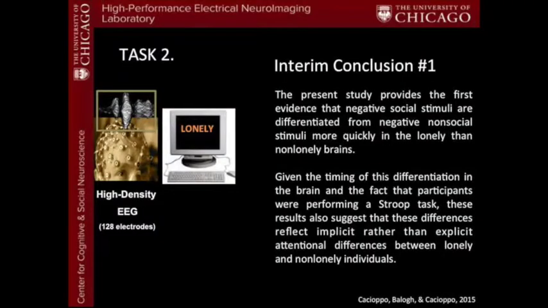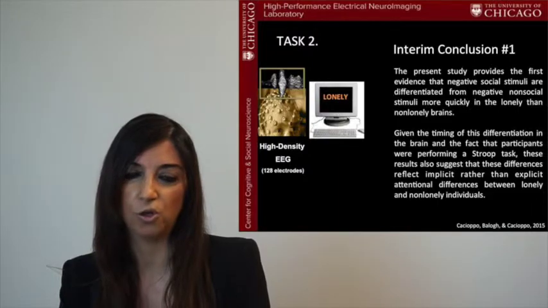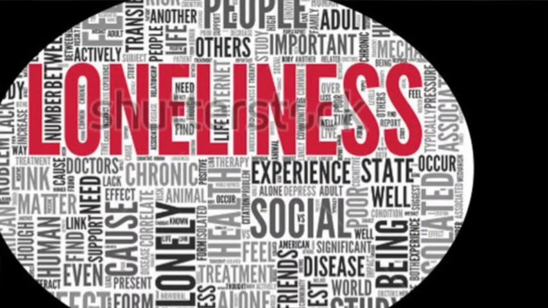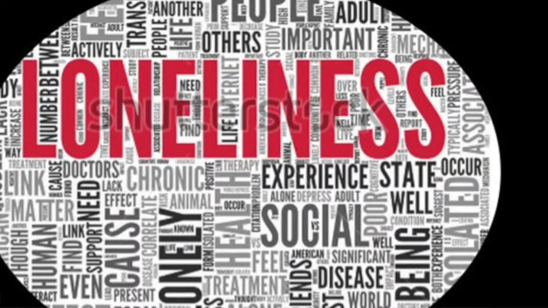The present study provides the first evidence that negative social stimuli are differentiated from negative non-social stimuli more quickly in the lonely brains than in the non-lonely brains. Given the timing of this differentiation in the brain and the fact that participants were performing a Stroop task, these results also suggest that these differences reflect implicit rather than explicit attentional differences between lonely and non-lonely individuals. Together, these results are in accord with the evolutionary model of loneliness.